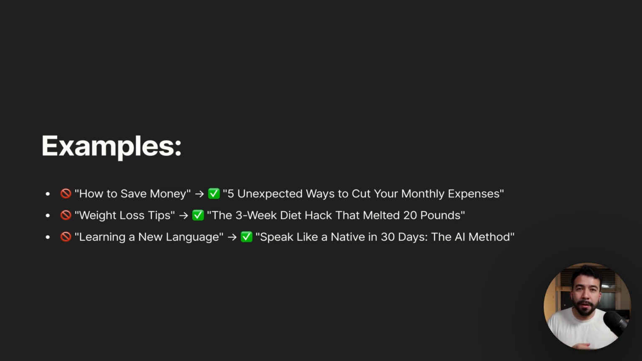So we have our bad ideas and our good ideas. This one is saying how to save money. And then a good idea would be 5 unexpected ways to cut your monthly expenses. That is so much better. And then we have weight loss tips. We can go ahead and transition that to the 3-week diet hack that melted 20 pounds. And then we have another one for learning a new language. You can go ahead and transition that to speak like a native in 30 days, the AI method. Now, to me, those are way better ideas.